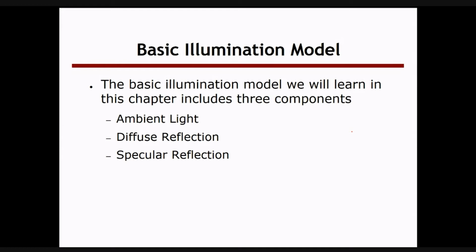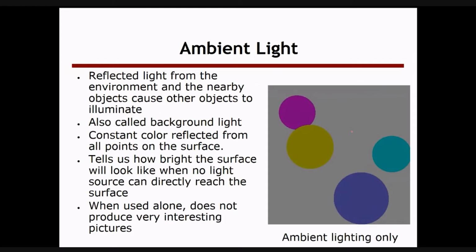We generally talk about the ambience being good and so on, so it is a natural thing you'd be getting. The same thing is written over here: reflected light from the environment and the nearby objects causes other objects to illuminate. It is not getting a direct light, but then too it is getting illuminated based on the background condition, based on the other things, also called background light.